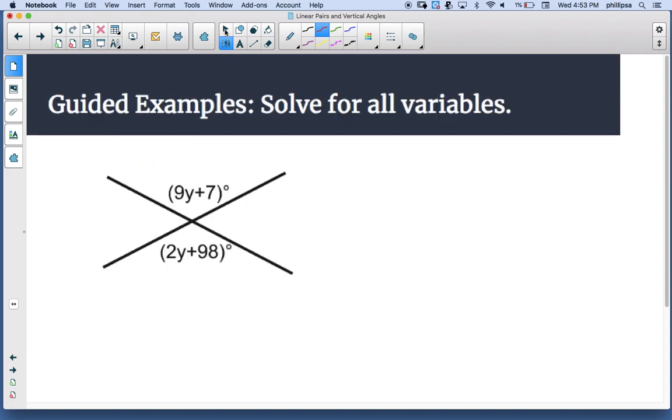Very much a similar problem here. Just going to end up with an equation that looks slightly different. Two non-adjacent angles. They do not share a side. They are vertical angles. The measures of these two angles are congruent, and so I know 9y plus 7 is equal to 2y plus 98. So I know that 7y would equal 91, and so y is going to get down to 13 degrees here.